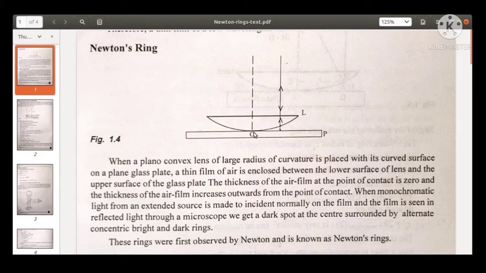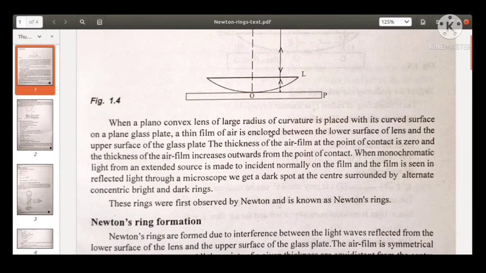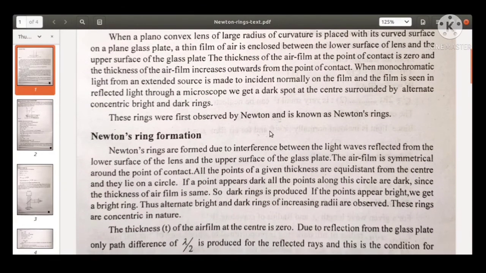So we will get a dark spot. The dark spot occurs because at the point of contact the air film thickness is 0, so no path difference between the reflected rays is taking place. So the path difference is 0, so a dark spot at the center. And as the thickness of the air film varies from this point, we will get alternate bright and dark fringes according to the condition which satisfies the condition for bright or dark fringes. Okay, so this is how we are obtaining Newton's rings in the Newton's ring arrangement. This was first observed by Newton, and so it is known as Newton's rings.